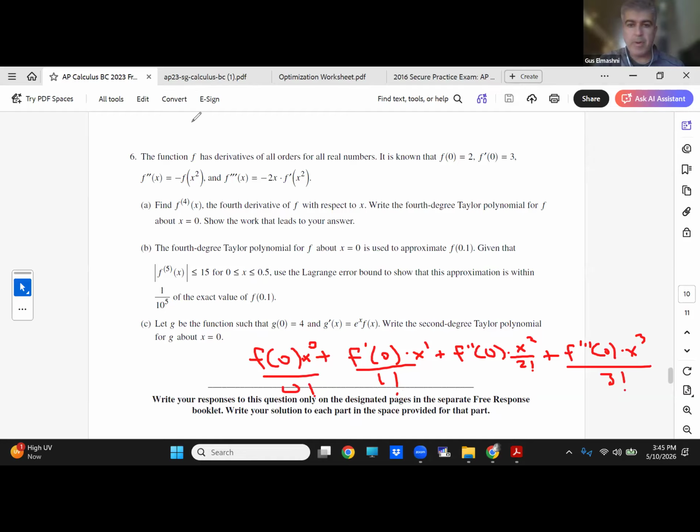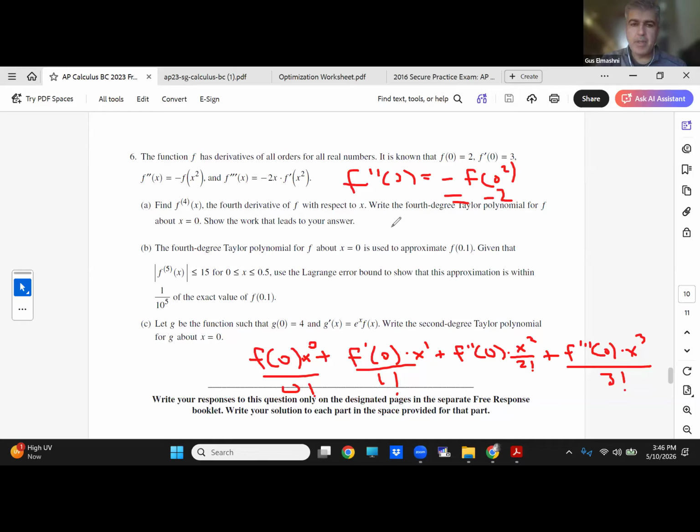Angela, you got it. Good work. Excellent. Yeah, and if we think about it, in order to figure out what's going on here, for f double prime, that's negative f of 0 squared, which of course is going to be -2.